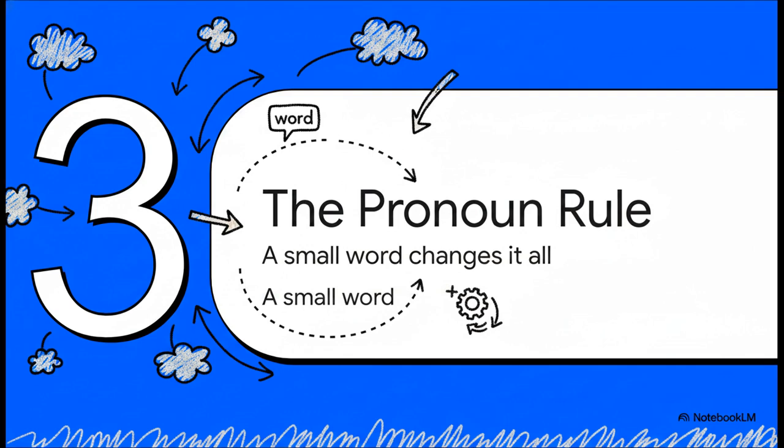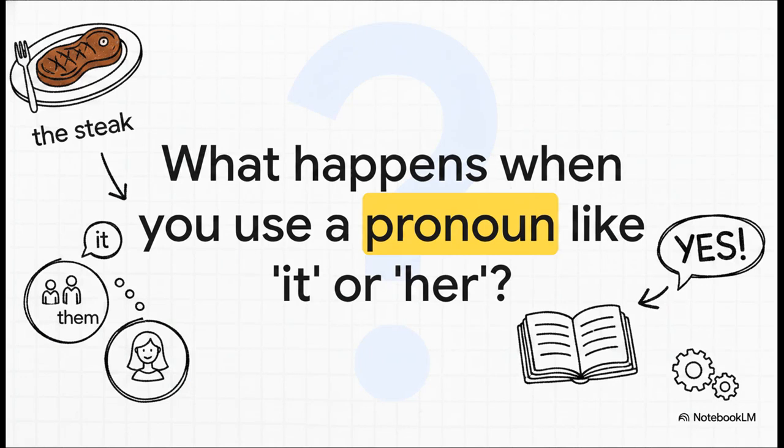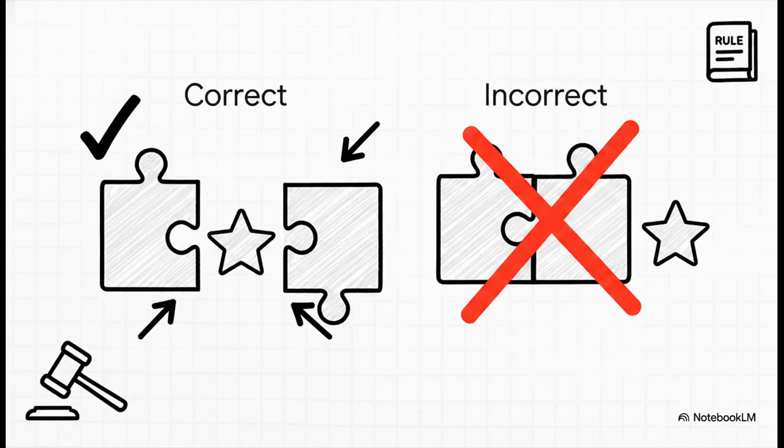It's all about one little type of word. So what happens if you switch out a noun, like the steak, for a pronoun, like it or them or her? Do the rules stay the same? Nope, they absolutely change, and this is a big one. Here's the deal, and you're going to want to remember this. When you use a pronoun with one of those separable verbs, it has to go in the middle. It's not a choice anymore. It's a rule. It has to be sandwiched right in between the verb and the particle.